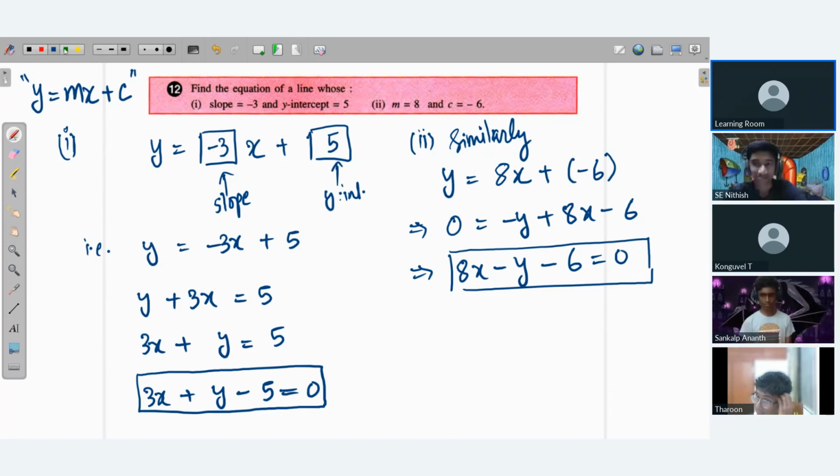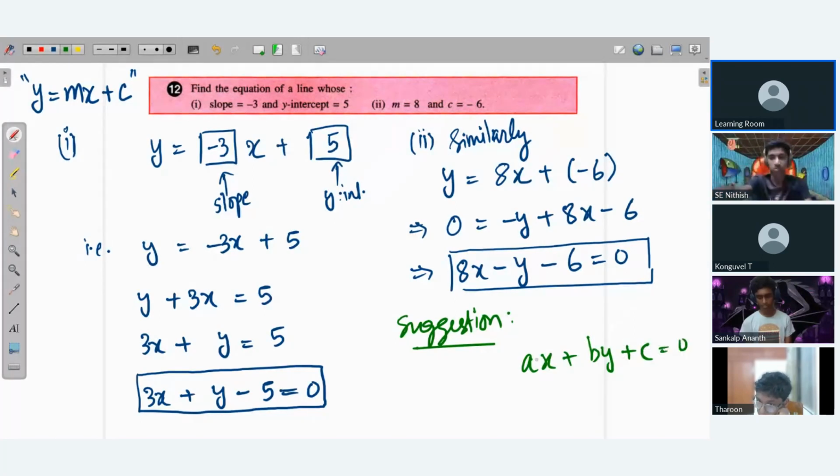So generally the suggestion is that in the standard form, we always try to keep the first coefficient as positive. Others will manage accordingly. Okay.